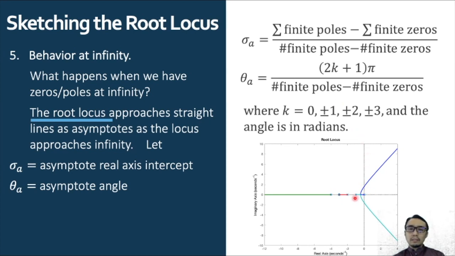So for example here, by asymptote we are talking about this straight line. Okay, so we will look at an example later on. By the way, the definition is in the text. If you want to refer to the text, you can do so later on, but over here we just focus on how to sketch the root locus.